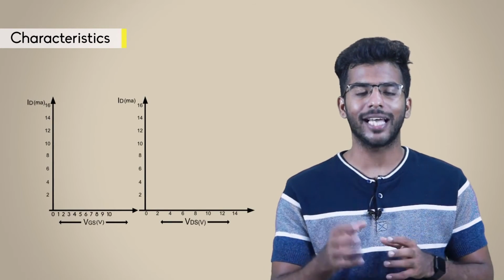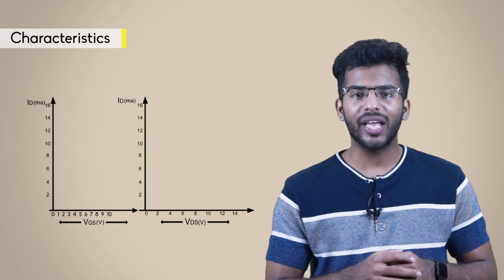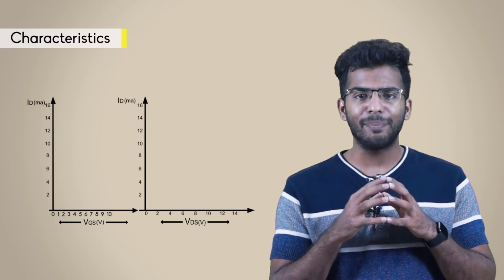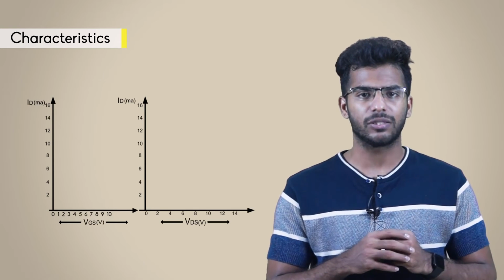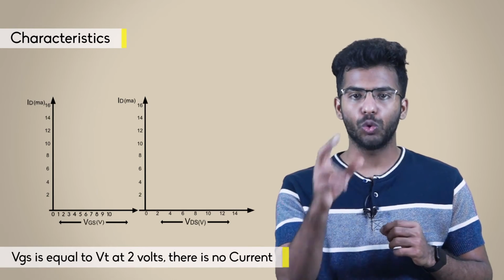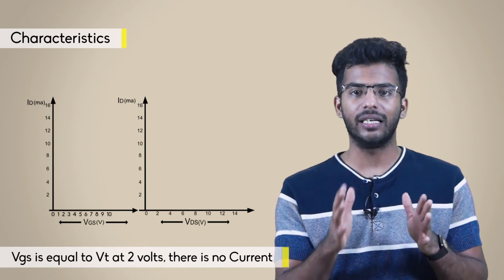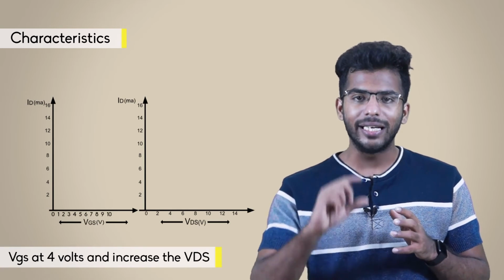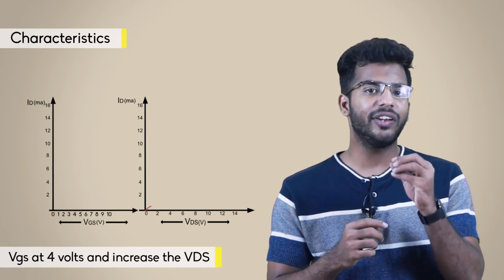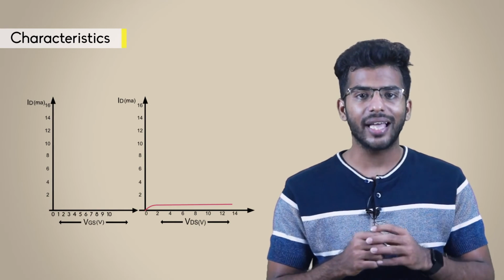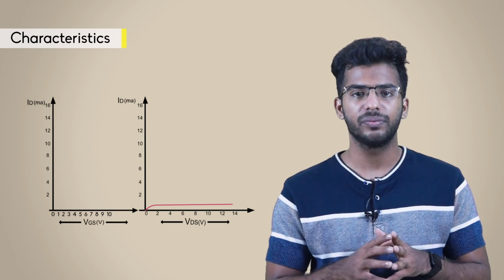Now we'll look at the characteristics of enhancement type MOSFETs. We have drain and transfer characteristics. As we saw in the operation, it can be operated only in the enhancement region. So, when VGS is equal to VT at 2 volts, there is no current ID in the MOSFET. When we set VGS to 4 volts and increase the value of VDS, the drain current levels off and reaches saturation. In this case, the channel is pinched off.